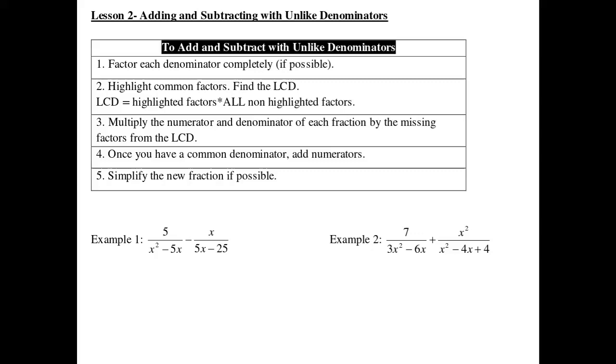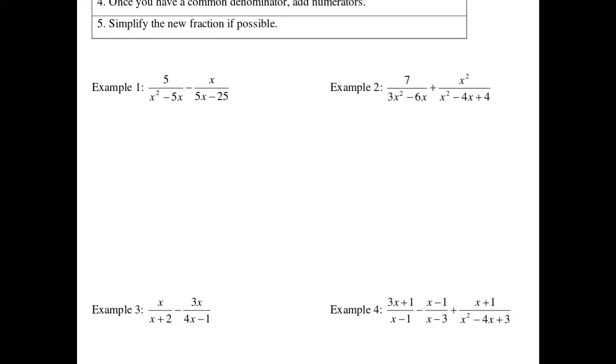Step 3, we're going to take the numerator and denominator of each fraction and multiply by the missing factors from the LCD. And we'll see that as we do our examples. Step 4 is going to be the same as the step yesterday, where we just add the numerators because we now have a common denominator. And then again, it's important that we're simplifying our final answer as much as possible. So look for that at the end. So let's go ahead and take a look at example 1 here.